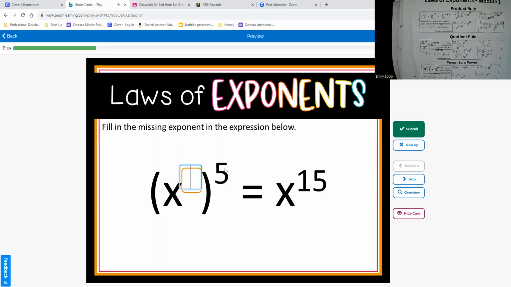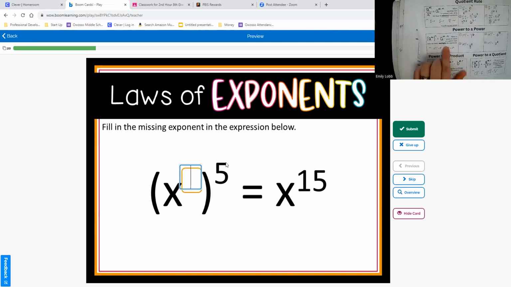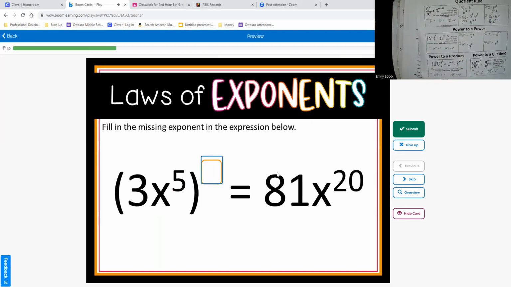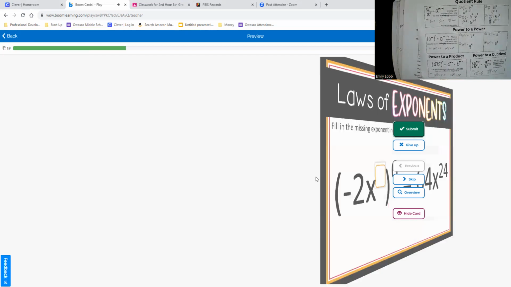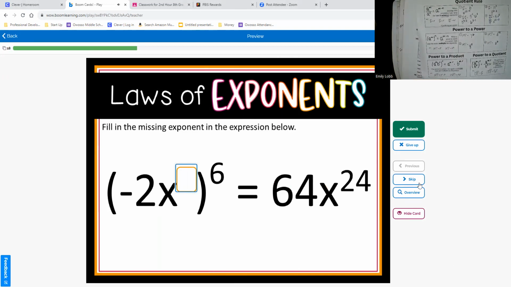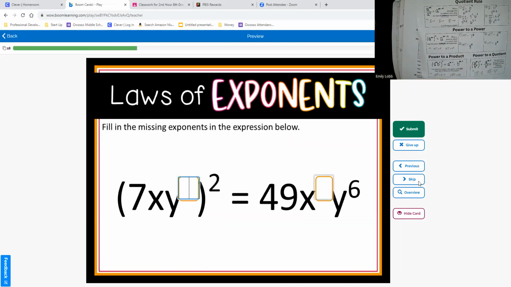Okay, so this is power. What do we do with exponent raised to an exponent? We multiply. Power to a power says that we multiply the exponents. So we're going to take what times 5 equals 15? 3. 5 times what equals 20? 4. Okay, so if you can figure out what our law is, you can figure out how to solve.